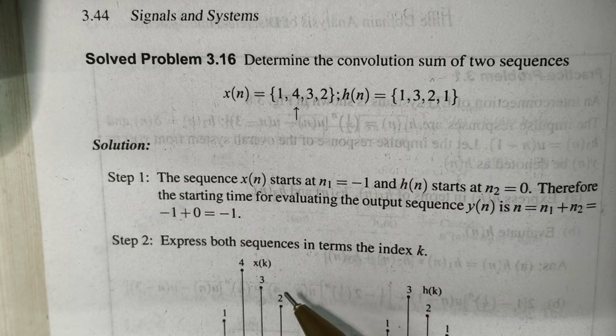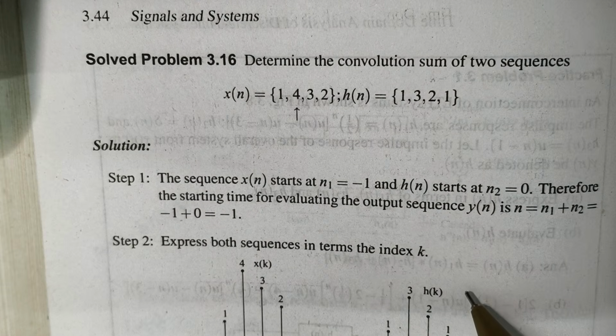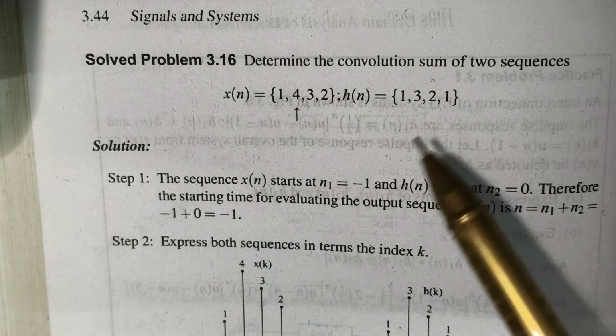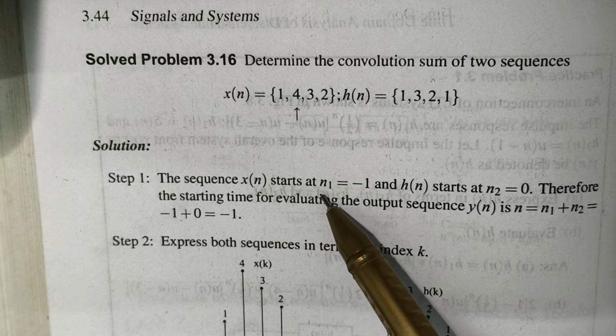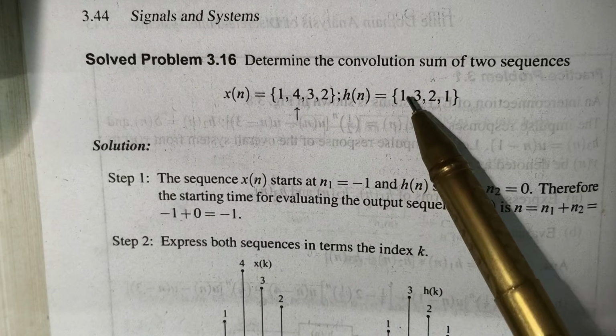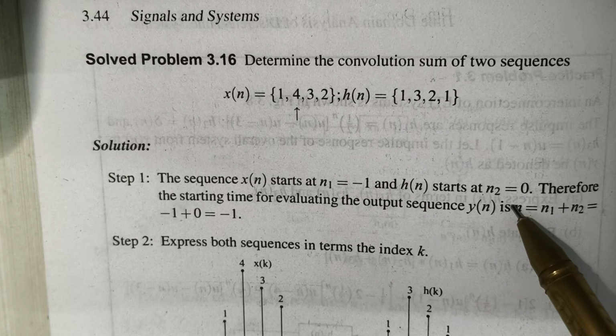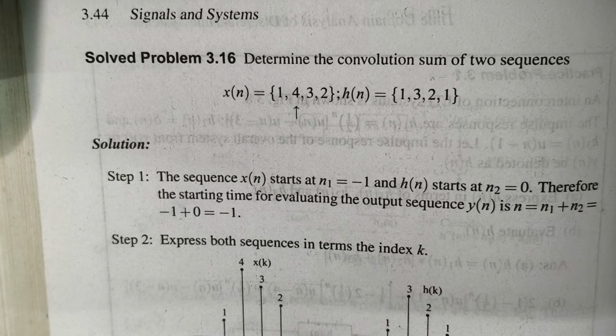Okay. The first step is that you have to analyze what is the given signal which you have. So by analyzing this sequence, you can say that the sequence x of n will start at n is equal to -1, and h of n will start at n is equal to 0. And therefore, the starting point of analysis will be your -1.